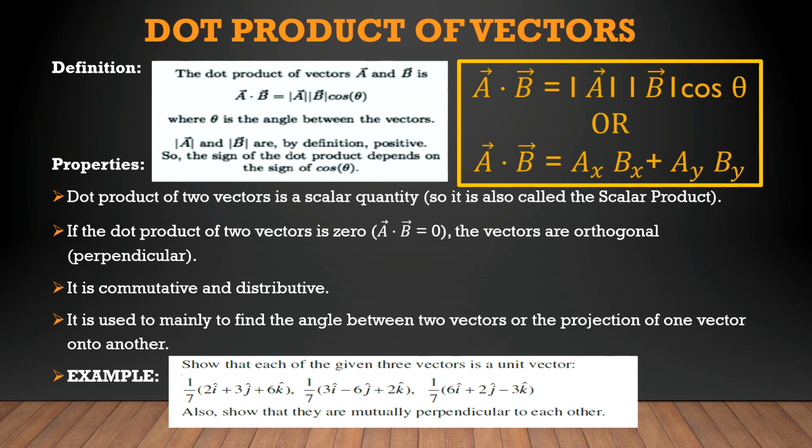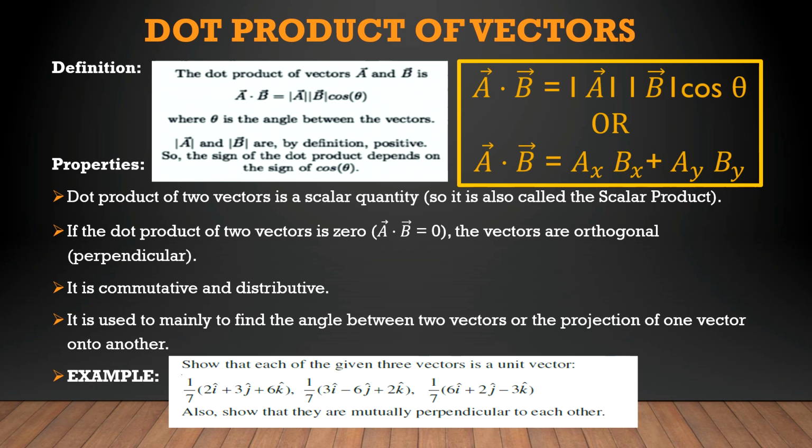So how will we define the dot product of two vectors? The dot product of two vectors A and B is given by A dot B is equal to mod A into mod B into cos theta, where mod A and mod B are the magnitudes of vectors A and B, and theta is the angle between the two vectors. By the definition, it is very clear that since the magnitude is always positive, the dot product depends on the sign of cos theta.